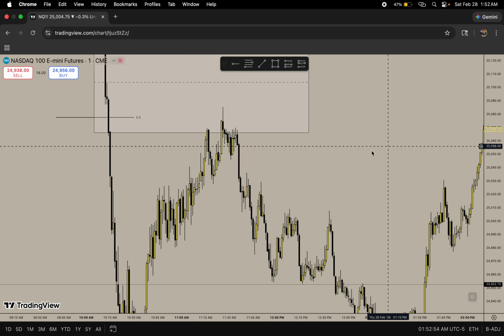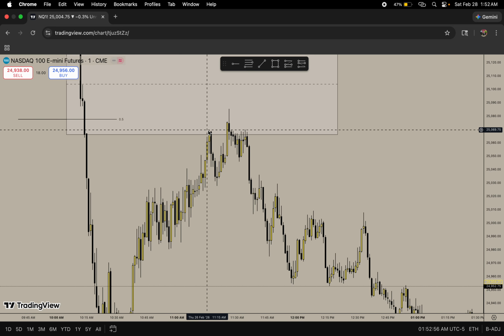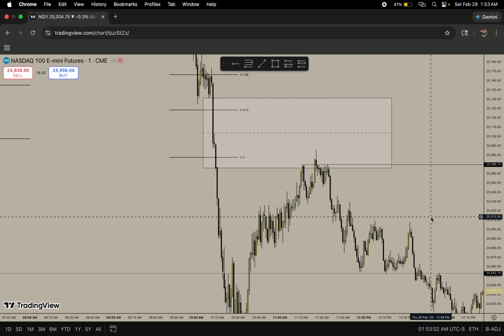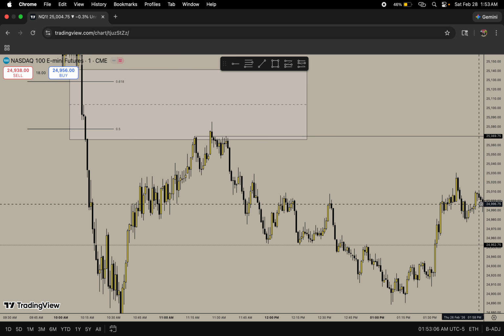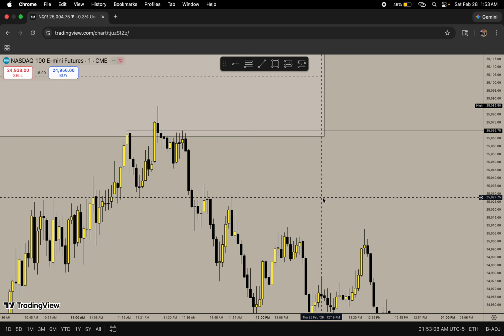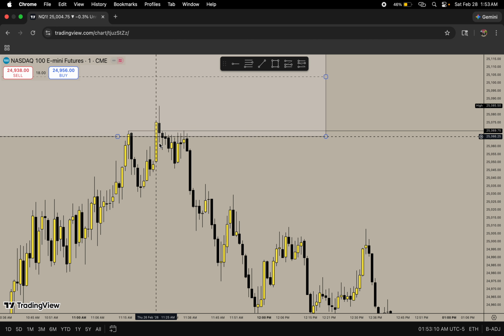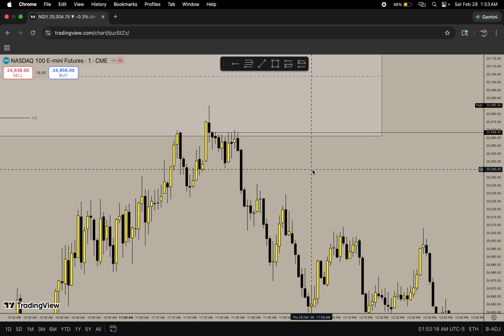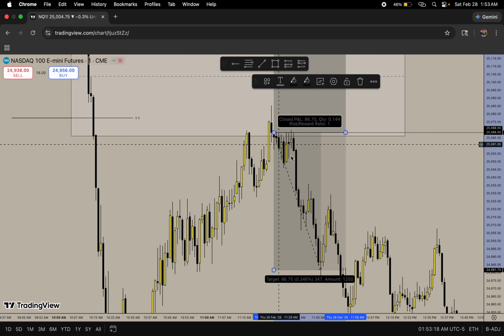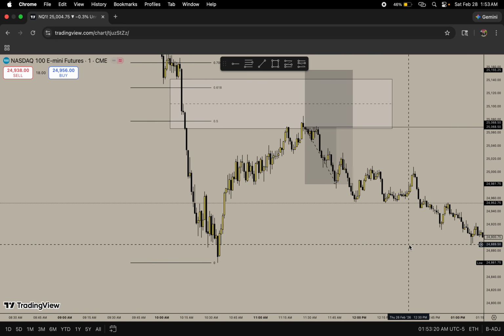We get a sweep of the high after tapping into this PD array and the leg mark out. 8.5. Tap into a 5-minute PD array. We have the high that's swept with the bearish candle. As we already know, we like to use the change in state of delivery. Enter here for shorts to trade back down.